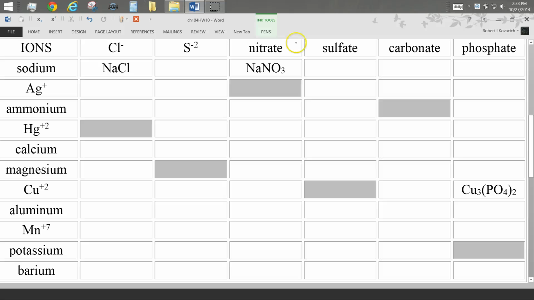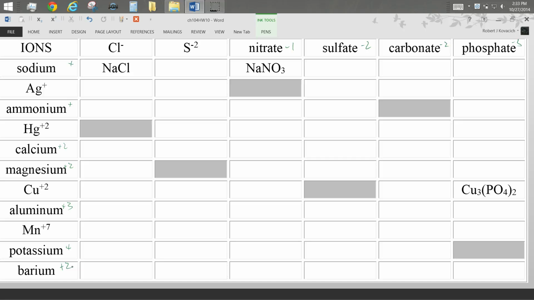So we can make this easy by right off the bat saying that nitrate's got a -1 charge, and the sulfate's got a -2 charge, and the carbonate's got a -2 charge, and the phosphate's got a -3 charge. And then since sodium's a group 1 metal, it's a +1. And ammonium's polyatomic ion has a +1. Calcium's in column 2, so it's a +2. Magnesium's in column 2, so it's a +2. Aluminum is a +3. Potassium is a +1, and barium is a +2. Okay.